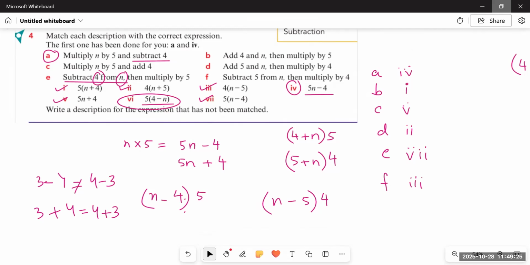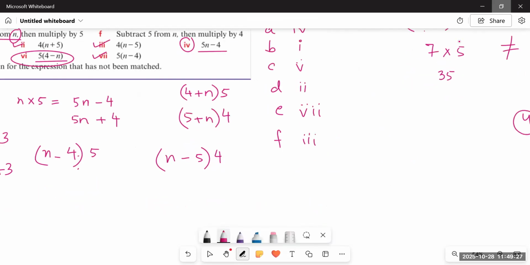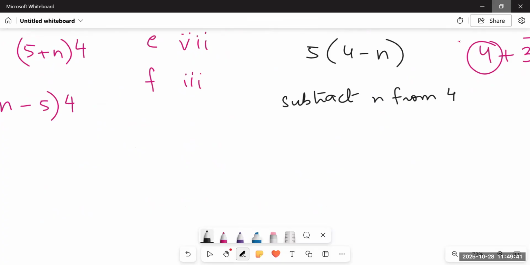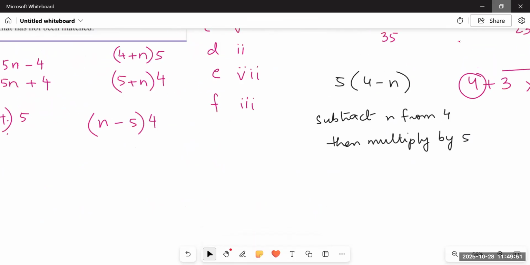So what can we write over here? Now we have to write the description for this one, which would be subtract n from 4, then multiply it by 5. Okay? You're not supposed to write subtract 4 from n. It's subtract n from 4, then multiply by 5. That's all.